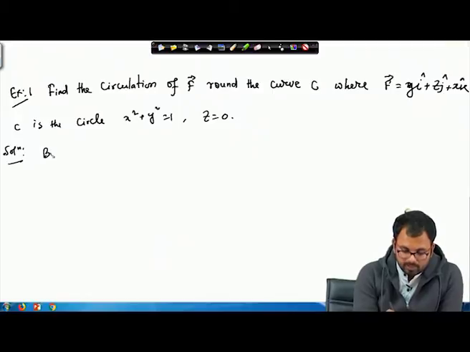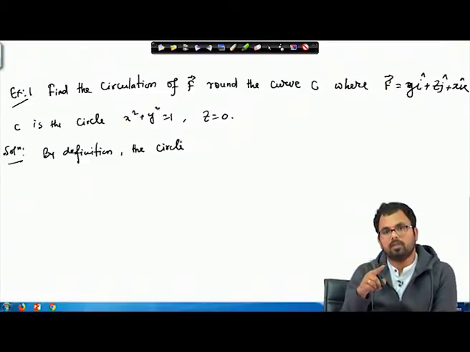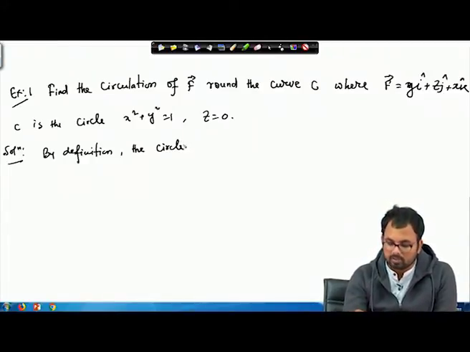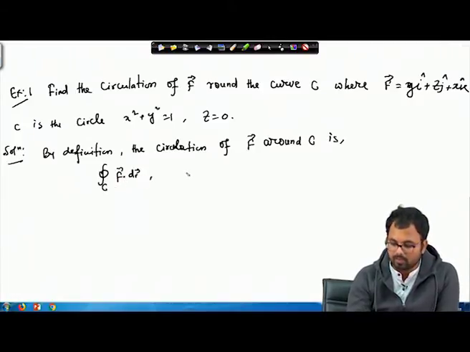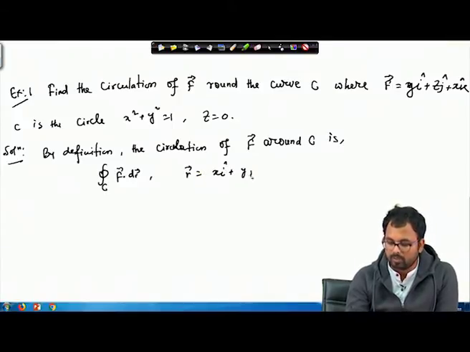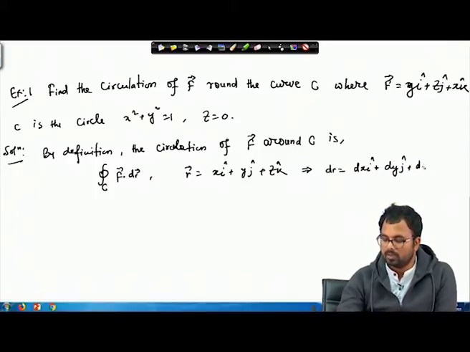By definition of circulation, since it is a circle, which is a simple closed curve, any line integral along that simple closed curve will be circulation. So the circulation of f around C is the integral of f dot dr. Here r is xi plus yj plus zk, and therefore dr is equal to dx i plus dy j plus dz k.